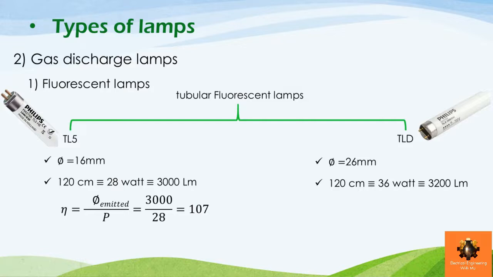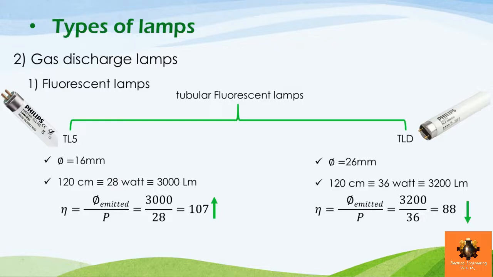Now for the TL5 type, its efficacy equals the lumens over the input power, so it's 3000 over 28, which gives an efficacy of 107. But on the other hand, for the TLD, it's 3200 over 36, which gives an efficacy of 88. So 88 of the TLD is less than the 107 of the TL5, which means that the TL5 is more efficient than the TLD.